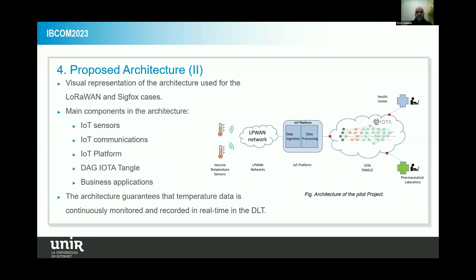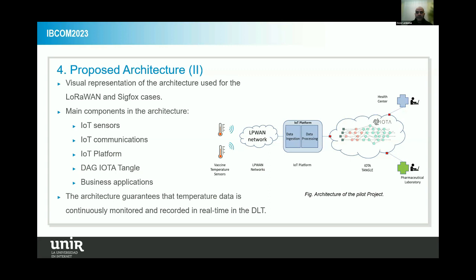So this architecture guarantees the temperature data is continually monitored. The sensor provides the real-time temperature data from the refrigerators or cooling boxes every 5-10 minutes, depending on the use case. In this case, for vaccine monitoring, 5 or 10 minutes is enough.